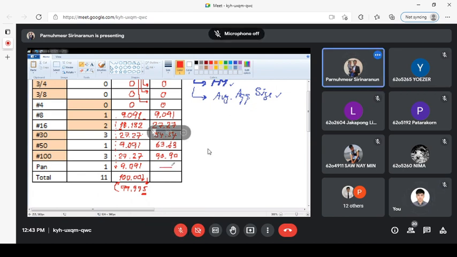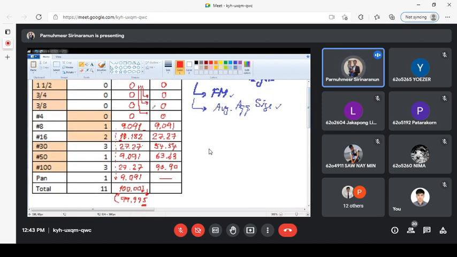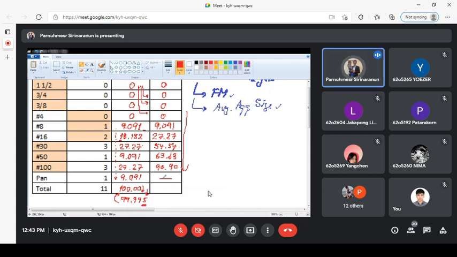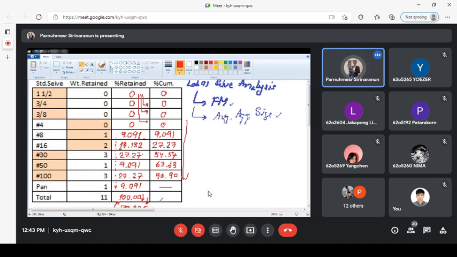No. Okay, because it's a pan, no compute. And after that, find the sum of these numbers. What you get? The pan is not computed, that's right. When you find the cumulative percentage retained, I told you this concept: do not compute on the pan. And after that, find the sum of these numbers together from sieve number 1.5 until sieve number 100. What you get?